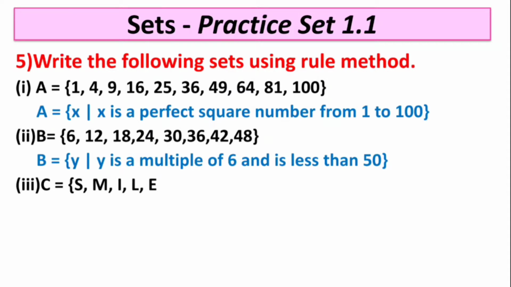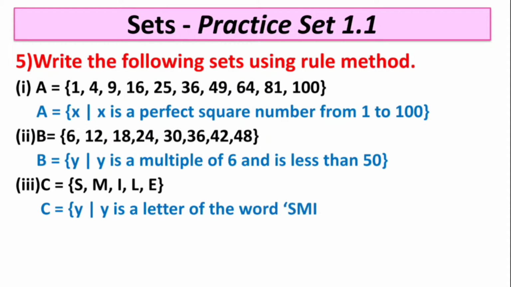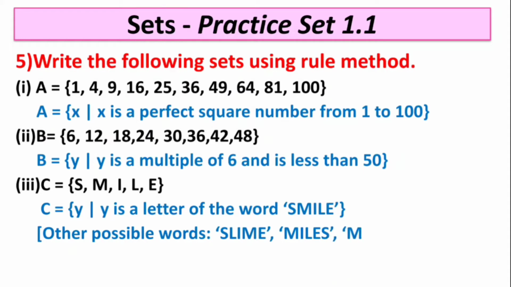The third problem is C equals {S, M, I, L, E}. We can make any word using these alphabets. So here C is the set of all y such that y is a letter of the word smile. We can also write it as y is a letter of the word slim or miles or missile, etc., as we can use these alphabets more than one time.